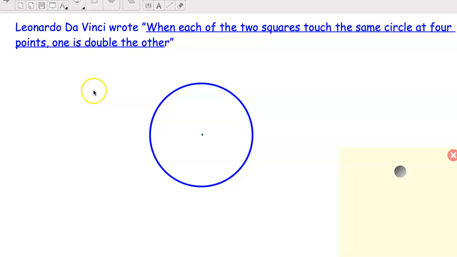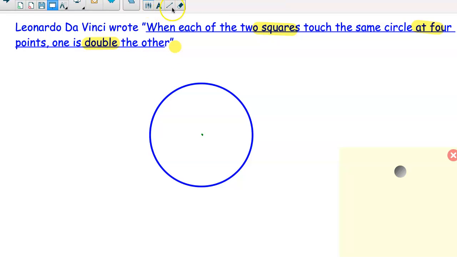Hello and welcome. Today I want to share with you an interesting problem. It is stated like this. Leonardo da Vinci wrote, when each of the two squares touch the same circle at 4 points, one is double the other. So we have a circle and there are two squares. One square is inside the circle and the other is outside, and the relationship is like this: one is double the other. All right, so that's what we are trying to prove.